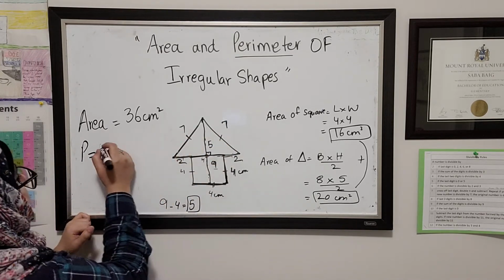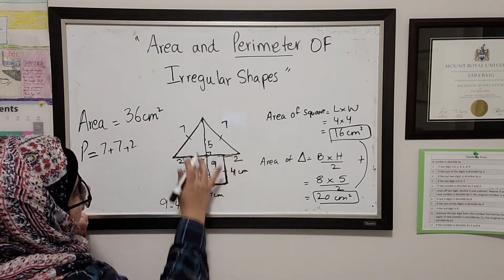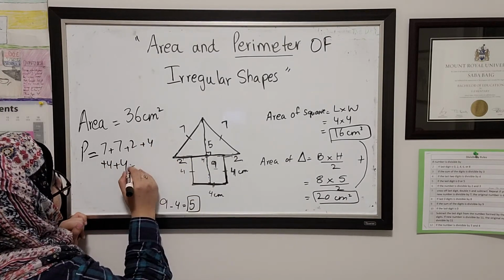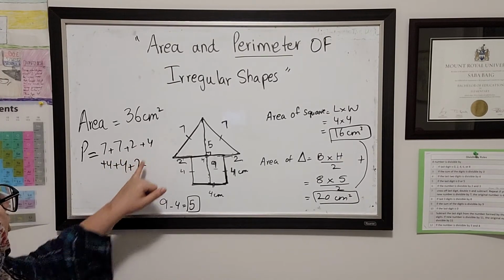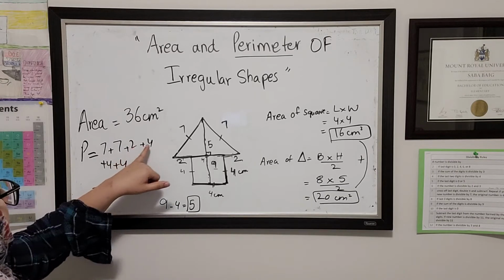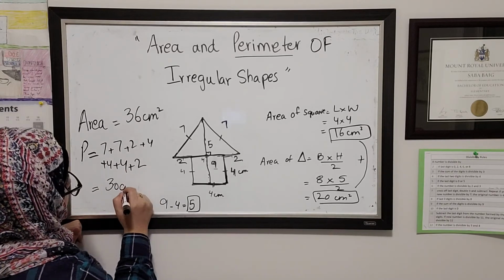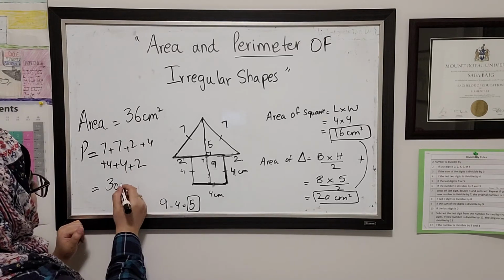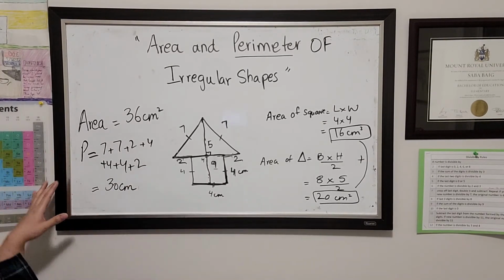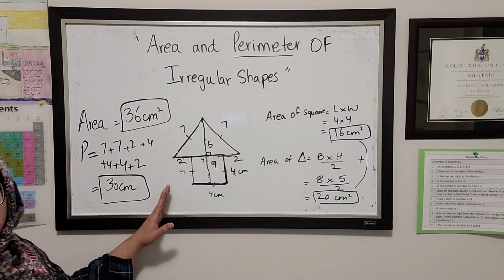So we have 7 plus 7, then we have 2 over here plus 2. Then we have 4 plus 4 plus 4. And then we have this 2. So we got 7 numbers. We're going to add all these numbers: 7 plus 7, 14, 18, 20, 28, 30. So the perimeter of this arrow is 30. I'm going to take this away to have more room. So the perimeter is 30 centimeters and the area is 36 centimeters square for this shape.